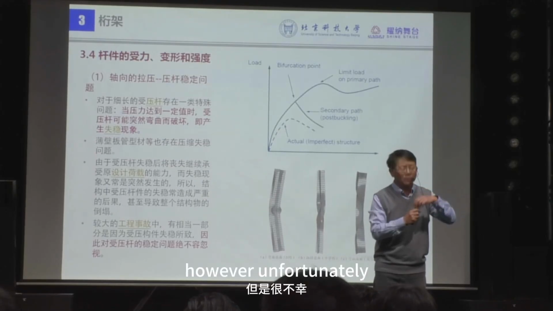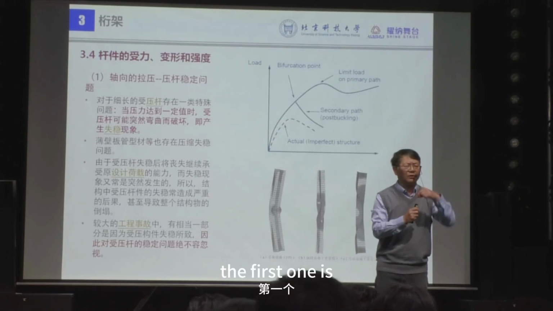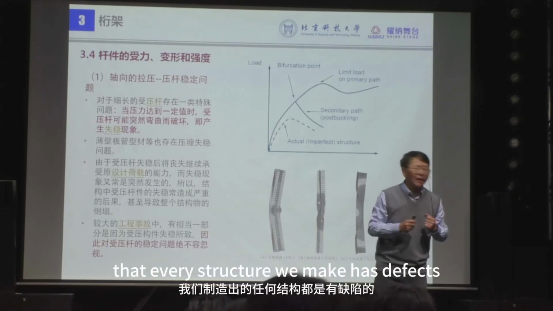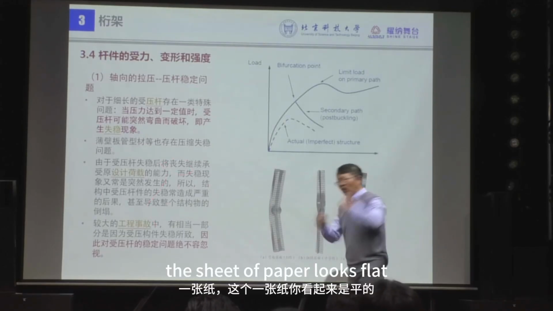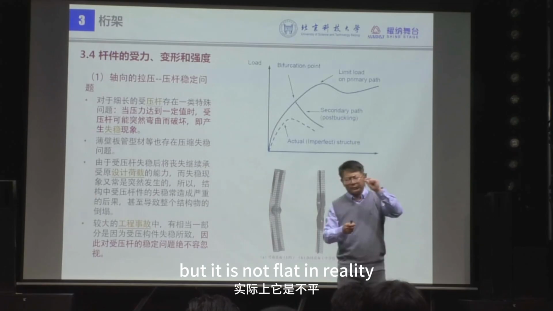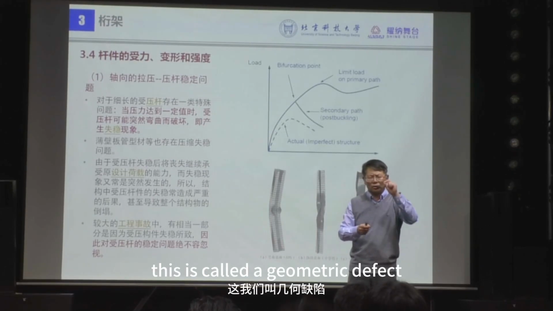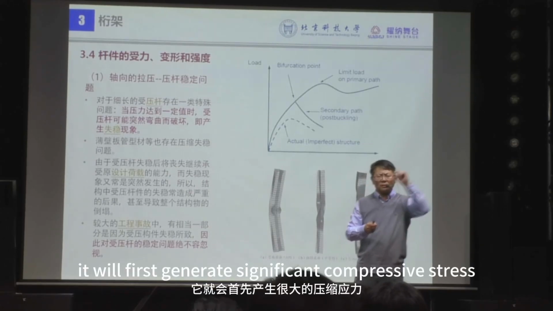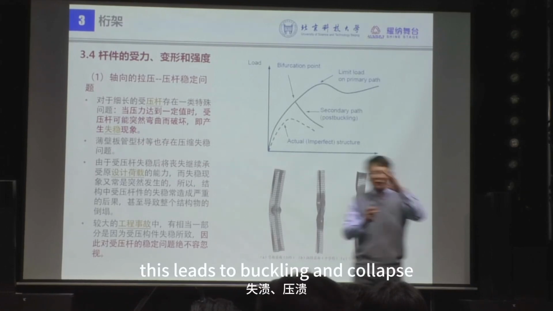However, unfortunately, two problems are absolutely inevitable. The first one is that every structure we make has defects. For example, you take a sheet of paper, the sheet of paper looks flat, but it is not flat in reality. It has defects. This is called a geometric defect. From the smallest defect, it will first generate significant compressive stress. This leads to buckling and collapse.